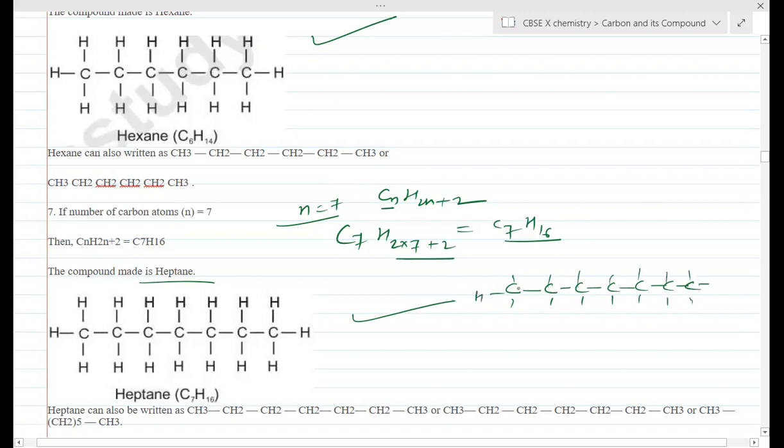So this and this are called terminal carbons. So terminal carbons will have what? 3 hydrogens, while the others will have only 2 hydrogens. Okay, so if you count from here 1, 2, 3, 4, 5, 6, 7, 8, 9, 10, 11, 12, 13, 14, 15, 16. So 16 hydrogens are arranged like this.